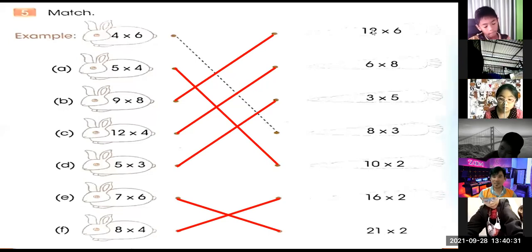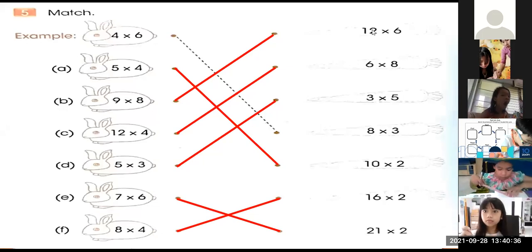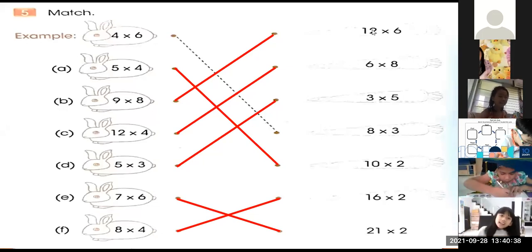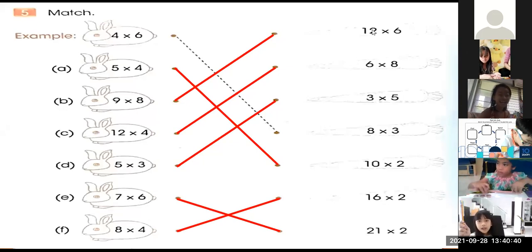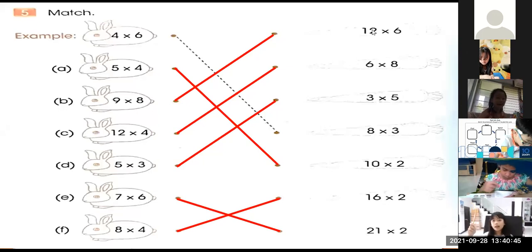Okay, pencils up, pencils up, pencils up. Multiplying 1-digit numbers by 2-digit numbers will be tomorrow. Okay, I mean not tomorrow, on Thursday.